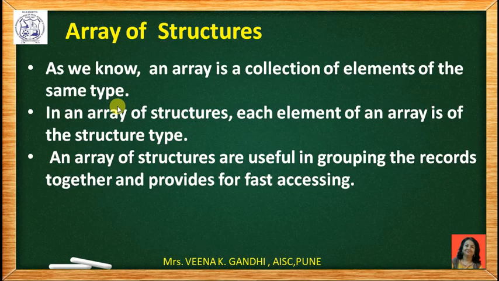As you know, structure allows us to combine different types of data. For example, if we want to store attributes of employees, we store employee number, employee name, address, birth date, salary. But if we want to store multiple employees' information, then we require an array for that. What is an array? Array is a collection of elements of the same type. Now we can create an array of structures where each element of the array is of structure type. So an array of structures is useful in storing multiple records of the same type or in grouping the records together, and it provides faster access.